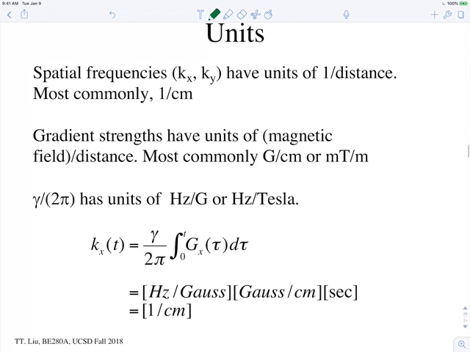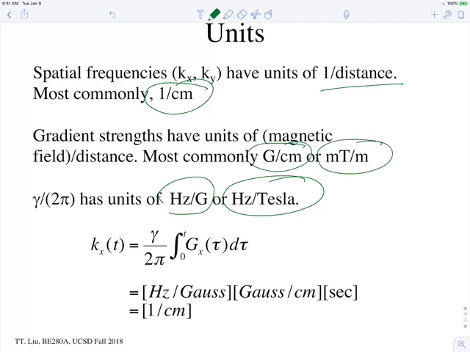Let's talk about the units a little bit. As we talked about, spatial frequencies have units of 1 over distance, typically 1 over centimeters. Gamma over 2 pi has units of hertz over Gauss or hertz over Tesla. The gradients typically have units of Gauss per centimeter or millitesla per meter. So let's do a sanity check. kx of t is equal to gamma over 2 pi times the integral of this thing. I have hertz over Gauss, Gauss over centimeters, and seconds. Everything cancels out, and I just get 1 over centimeters. It's just a sanity check to make sure our equation is correct.